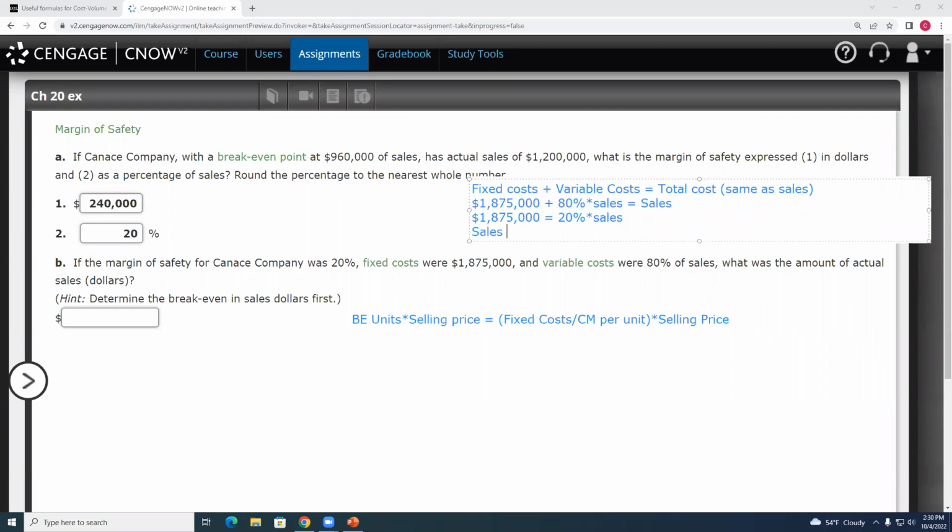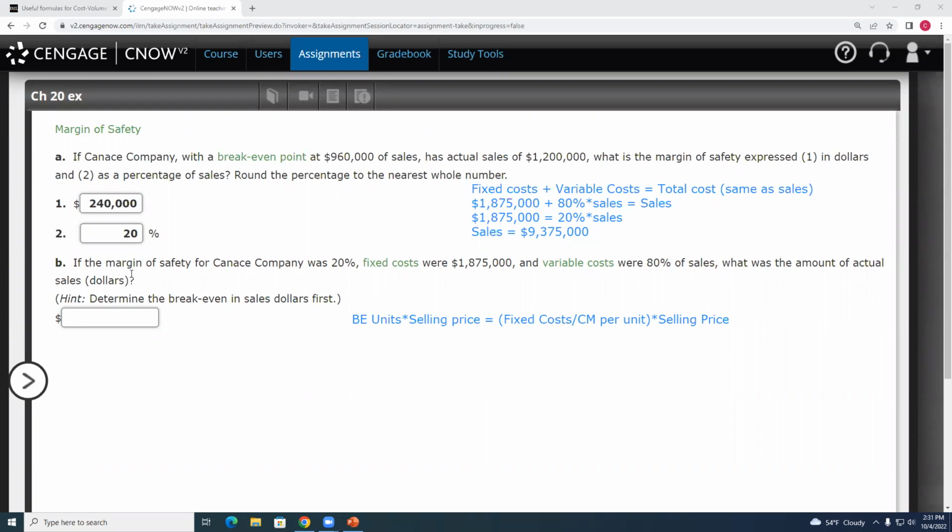And so in order to just break even, their sales would be fixed cost divided by 0.2, $9,375,000. We took their fixed costs divided by 20% to get sales by itself. These are our break-even sales. We would have to sell 9,375,000 just to break even.